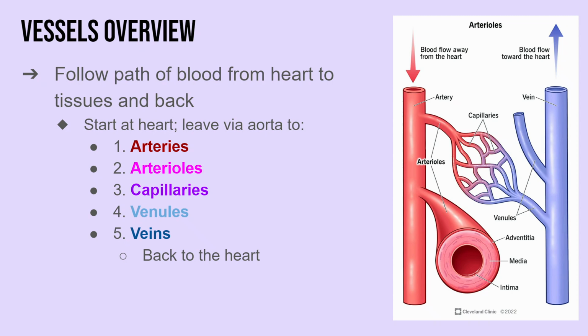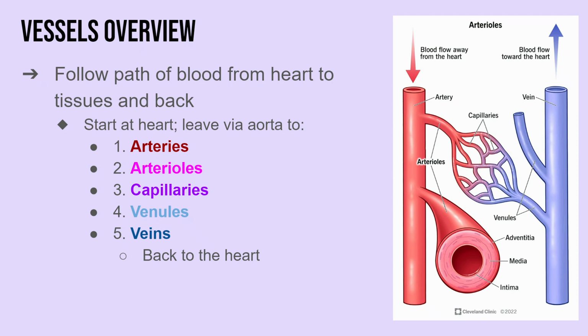Okay, so starting off with an overview of the vessels. This is just the path of blood from the heart to the tissues and then back to the heart. As we went over in the last few units, blood is oxygenated in the lungs, passed back to the heart, and then is sent out to the body through first arteries, and then the arteries get smaller into arterioles, and then the arterioles get even smaller into capillaries on the surface of tissues. And that's where gas exchange occurs.